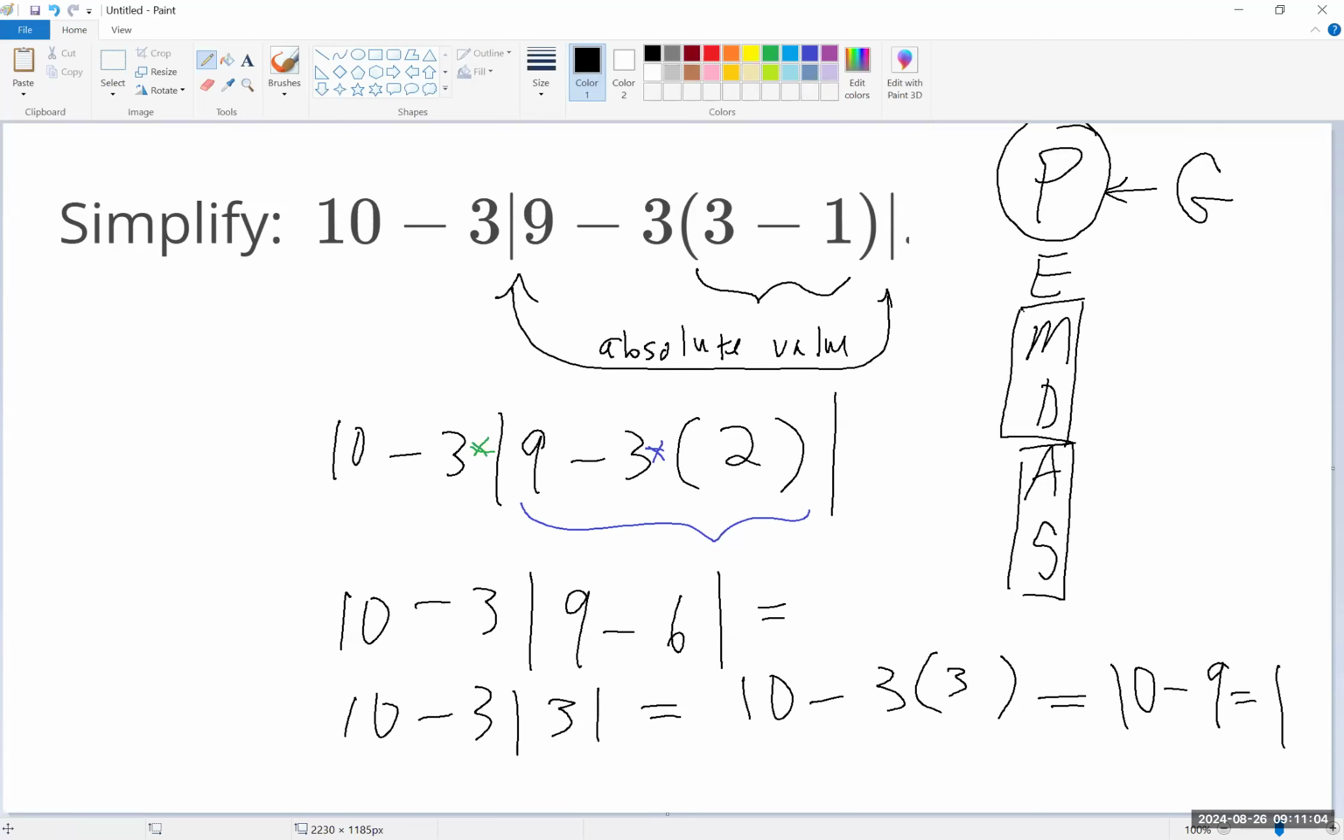So there's a lot of kind of hidden steps inside the PEMDAS, but the PEMDAS does provide a little bit of guidance for this type of problem.